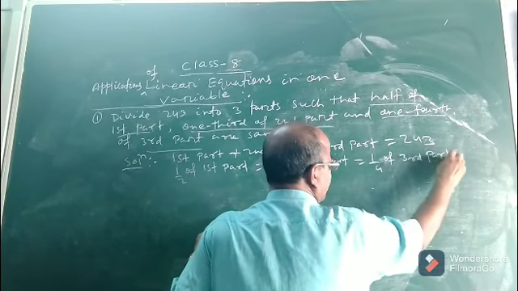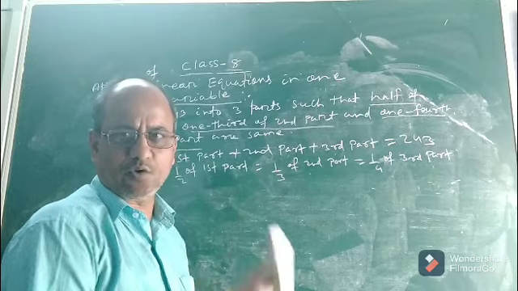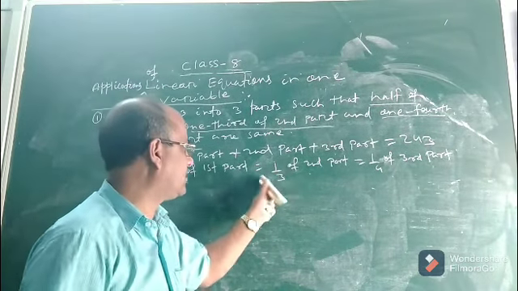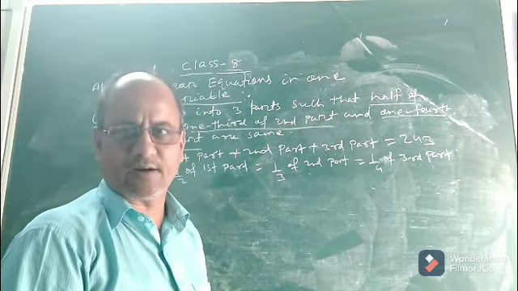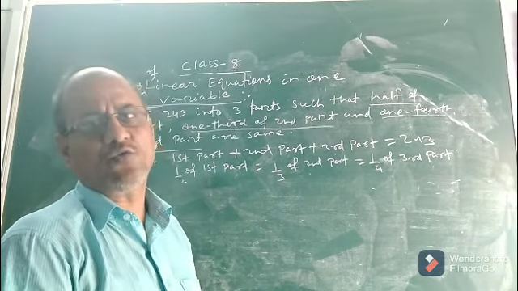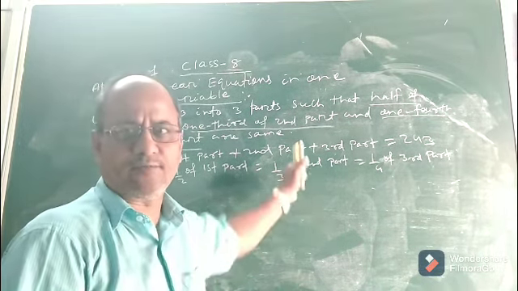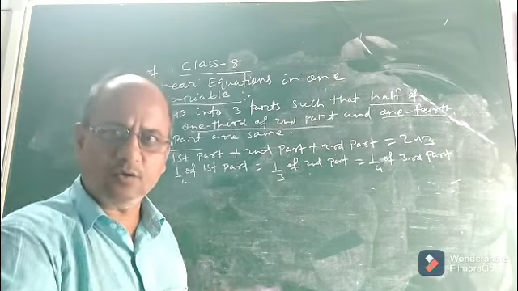These are the 2 things given in the question. Half of the first part equals 1/3 of the second part equals 1/4 of the third part. These are the given conditions. How to find those 3 parts? How to divide 243 into 3 parts? Or what will be the 3 parts?